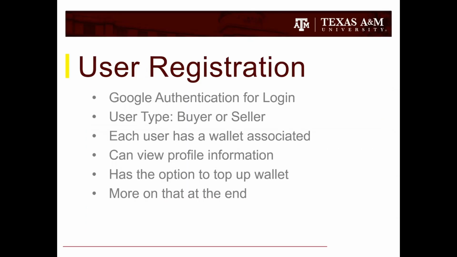We use Google Authentication Provider for managing our users. There are two types of users on our website, buyers and sellers. As the name suggests, a seller is someone who wants to put up items for auction, and a buyer is someone who wants to buy those items.